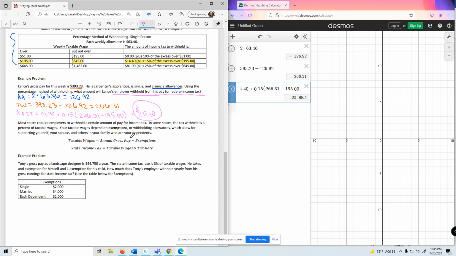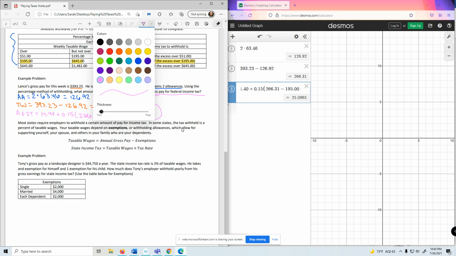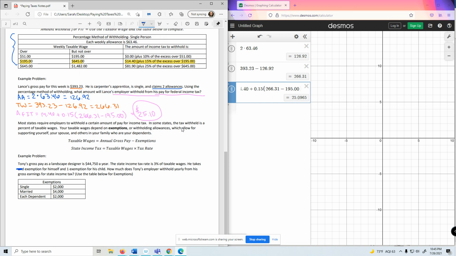Exemptions, in terms of state taxes, we often talk about exemptions instead of allowances. Same idea. And so once again, I'm going to assume you've read through this and jump right to the problem. Tony's gross pay as a landscape designer is $44,750 a year. The state income tax is 3% of taxable wages. He takes an exemption for himself and one exemption for his child. How much does Tony's employer withhold yearly from his gross earnings from state income tax?